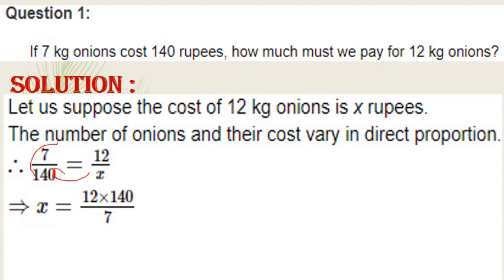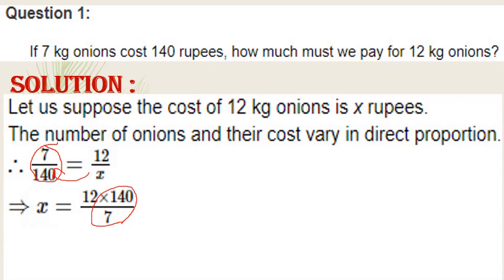7 upon 140 is in the LHS. If it comes to the RHS, it gets reciprocated, and it becomes 140 upon 7. So the numerator goes to the denominator, and the denominator goes to the numerator. So that is what is called a reciprocal. So now let's simplify.